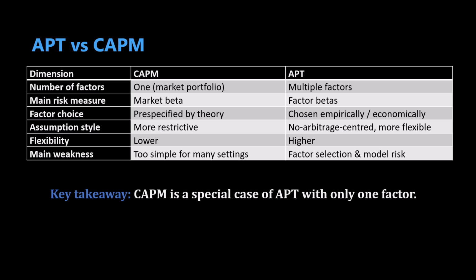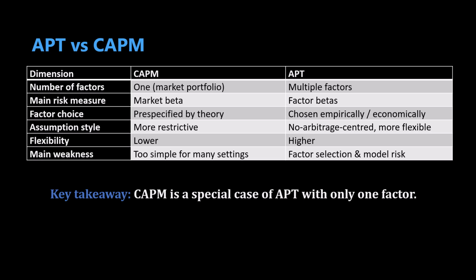In CAPM, the relevant factor is prescribed by theory. However, in APT, the factors are not specified in advance, whether they are chosen empirically or economically. CAPM also relies on stronger assumptions, while APT is more flexible and centered on no arbitrage context. The key takeaway is that CAPM can be viewed as a special case of APT with just one factor. This is a very useful way to remember the relationship between the two theories.